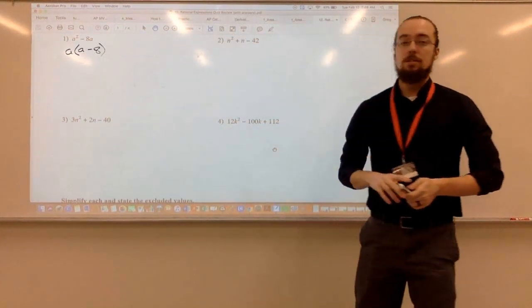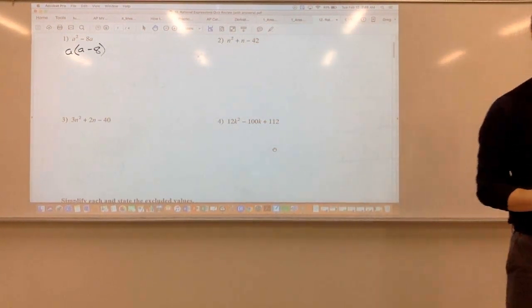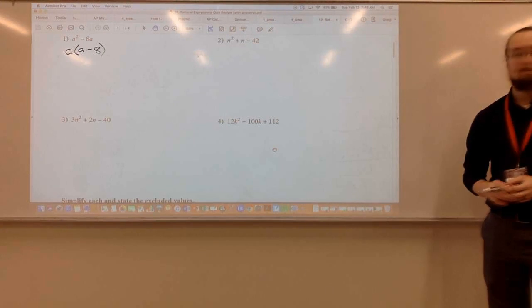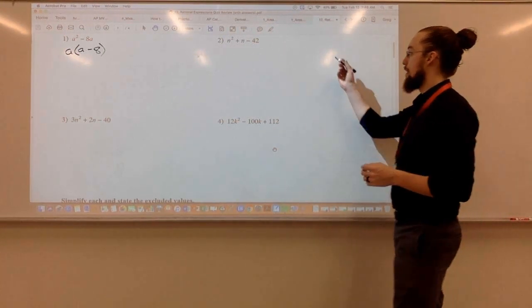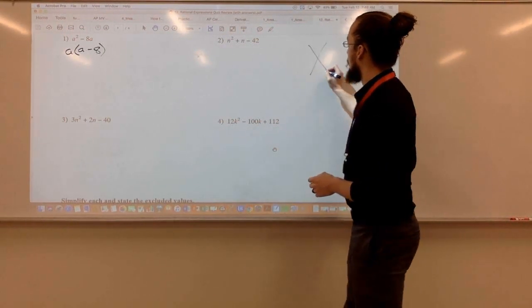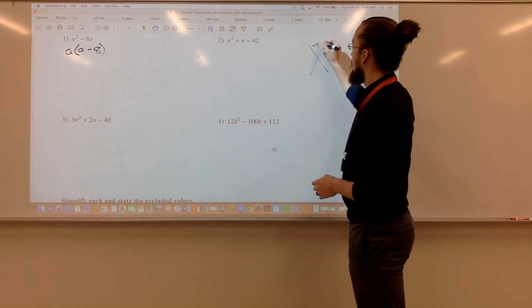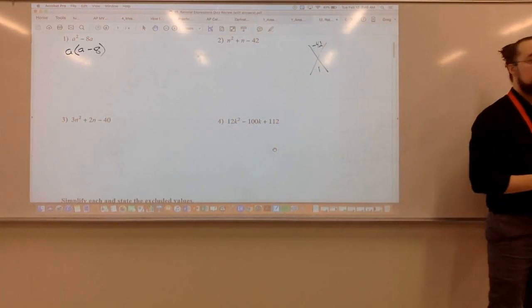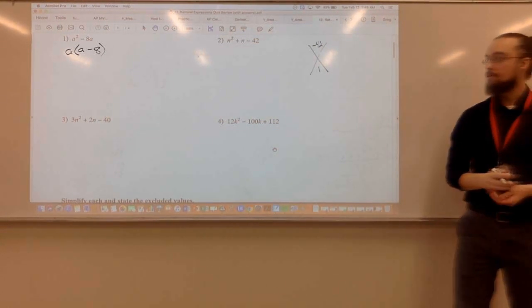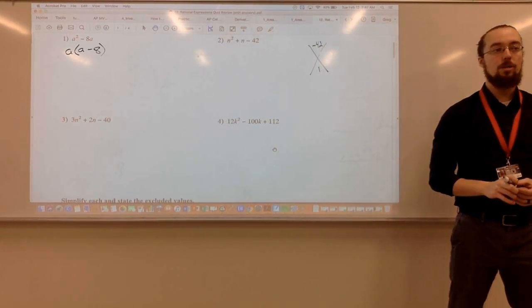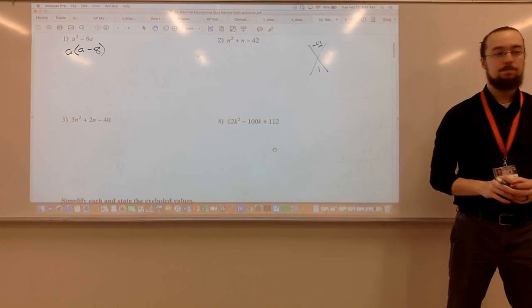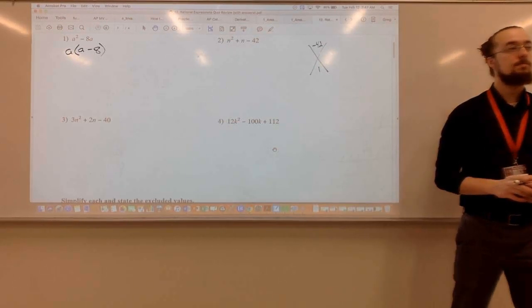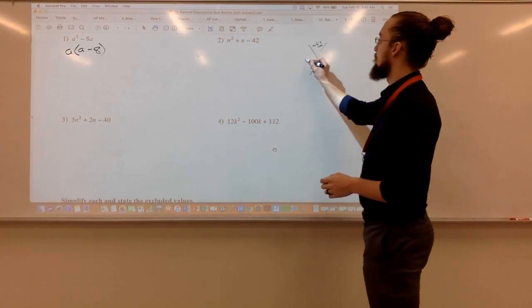The second one, is there a GCF? No. So we have to X factor. Right, so I want two numbers that multiply to negative 42 that add to positive 1. What numbers multiply to negative 42 and add to 1? Negative 6 and positive 7.